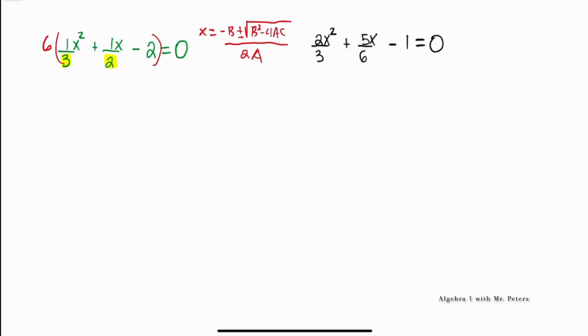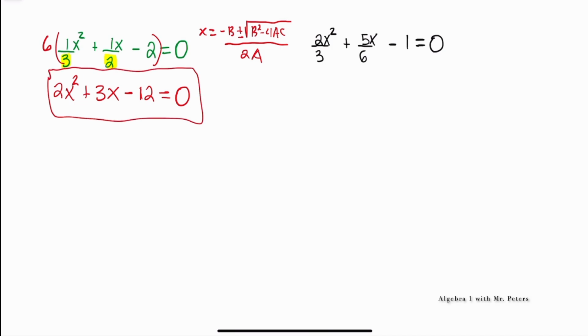6 divided by 3 is 2. So we're going to have 2x squared plus 3x. And then once we multiply again, we're going to get minus 12 is equal to 0. Now, with this type of quadratic equation, it is a little bit more challenging to factor, and that's why we're going to use the quadratic formula. So we should know, right, we have ax squared plus bx plus c is equal to 0, and the terms are right here highlighted for us.